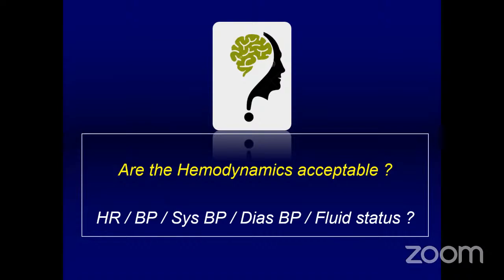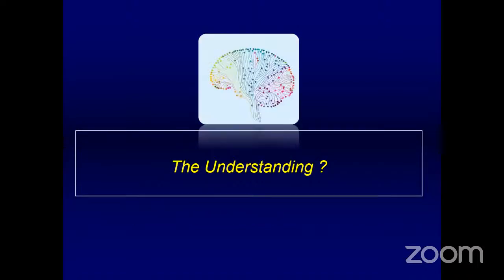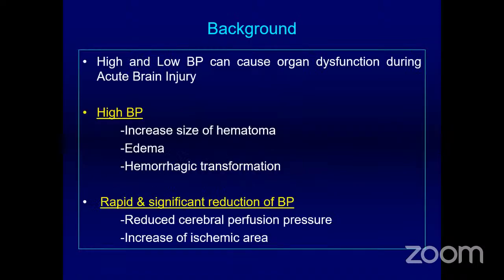So is it possible that we apply all these parameters in every single patient who comes to us with an acute brain injury? Maybe yes, ideally, but from the practical aspect it becomes quite difficult to apply all this continuously in a number of patients admitted in your ICU. So let us go to the understanding. As we all know, high and low blood pressure both can cause organ dysfunction during acute brain injury.